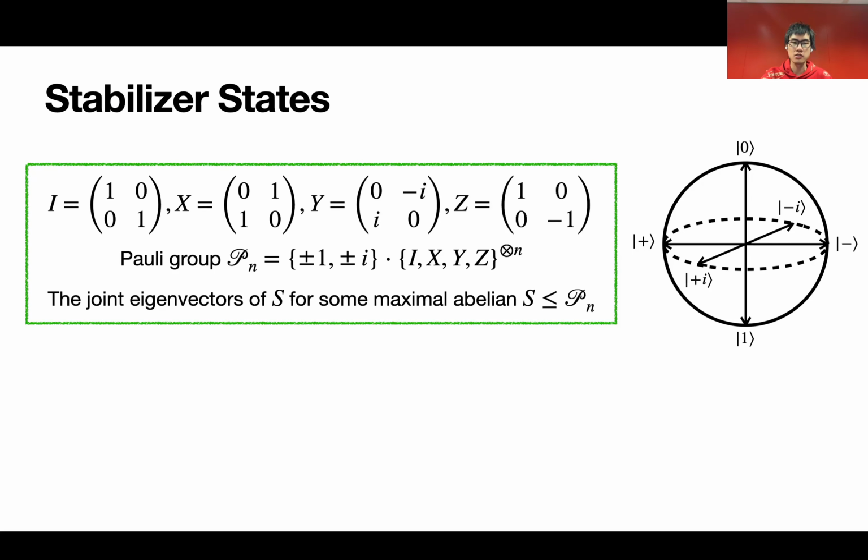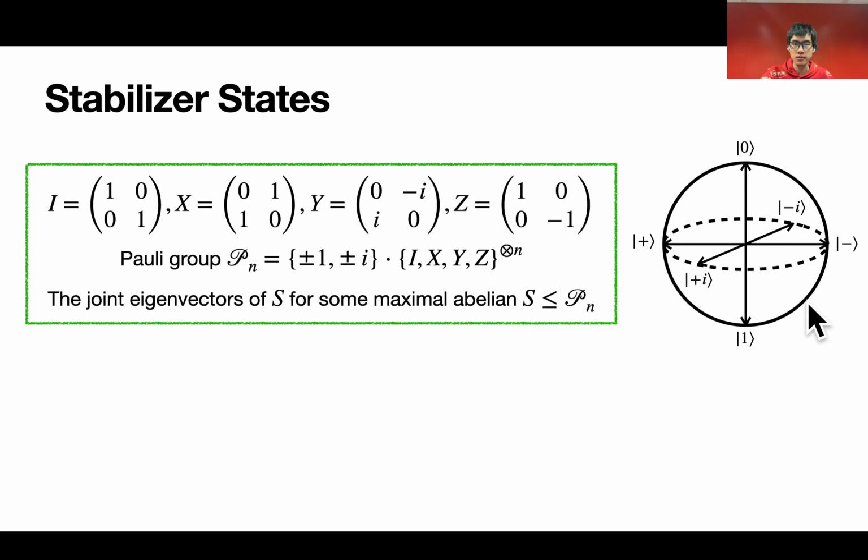First, let's define the stabilizer state. We have the Pauli operators I, X, Y, and Z, and then we can define the Pauli group P_n as a tensor product of the Pauli operators with some global phase. Then we define stabilizer states as the joint eigenvectors of S for some maximal abelian Pauli subgroup S. For example, we only have six 1-qubit stabilizer states. They are the 0 state, 1 state, plus state, minus state, plus i state, and minus i state.